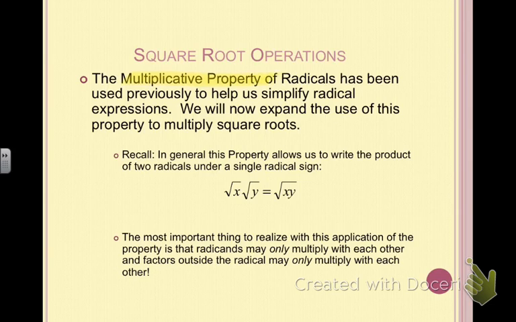Recall the multiplicative property of radicals, which allows us to write the product of two radicals under a single radical sign. We previously used this property to simplify radical expressions. It is also going to help us multiply square roots. In applying this property to multiply square roots, it is important to realize that only the radicands under the radical sign may multiply with each other, and only the factors outside the radical sign may multiply with each other.